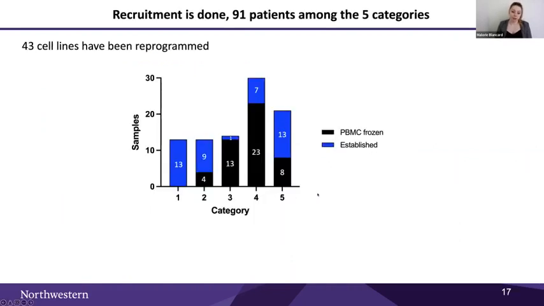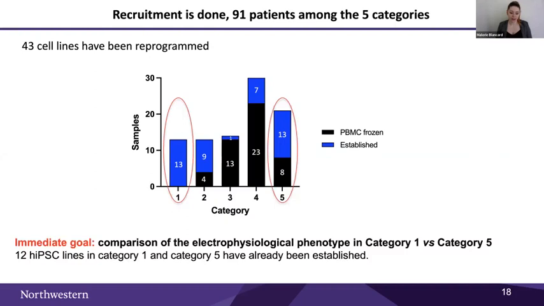For the recruitment, the aim first was to recruit 60 patients, so 12 in each category. The recruitment is done. We've been able to recruit 91 patients among the 5 categories. In blue, I represented all the cell lines that I've already reprogrammed. So far I've reprogrammed 43 iPS lines from blood. And instead of first comparing category 1 to 2, and 1 to 3, we have decided to first compare category 1 to category 5, since they are the extreme categories.